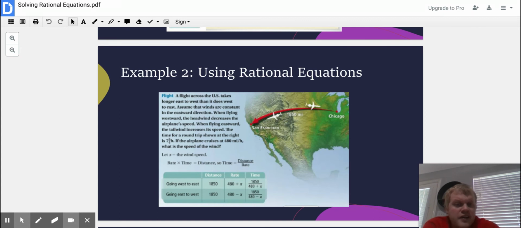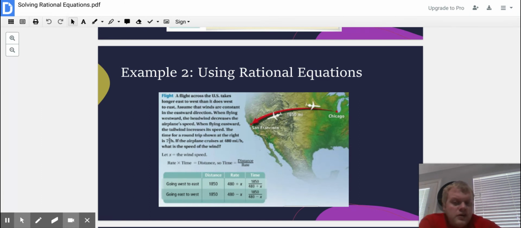As we can tell there, that's the distance from San Francisco to Chicago. It's 1,850 miles. That's where they got that number from. So we're going to let x equal our wind speed here, and we're going to use rate times time equals distance. We can rewrite that as time equals distance over rate. To get time by itself, you divide by rate. That's how they got that equation there.